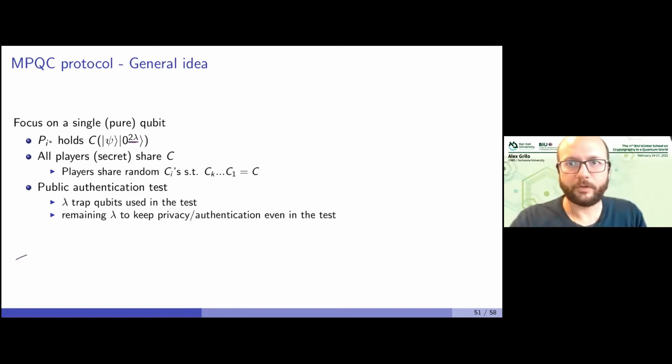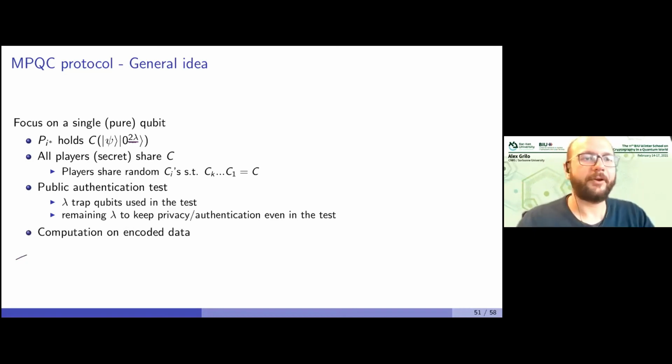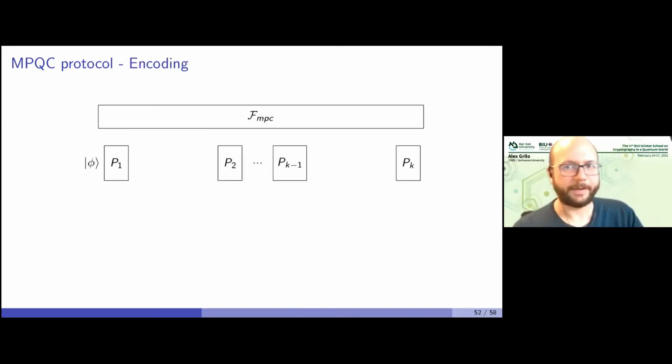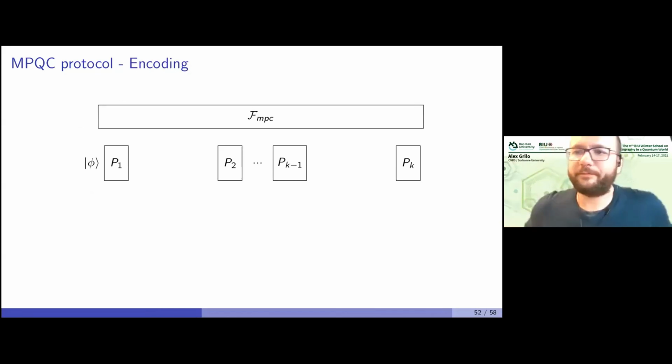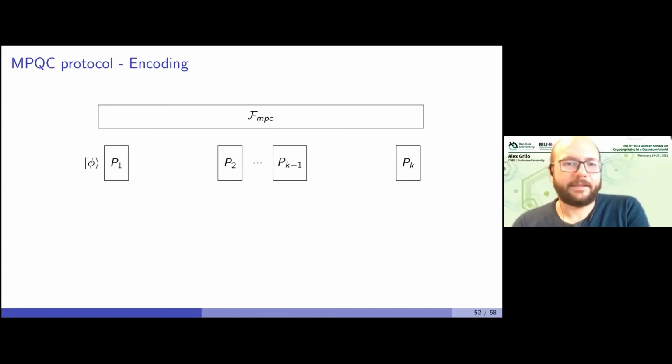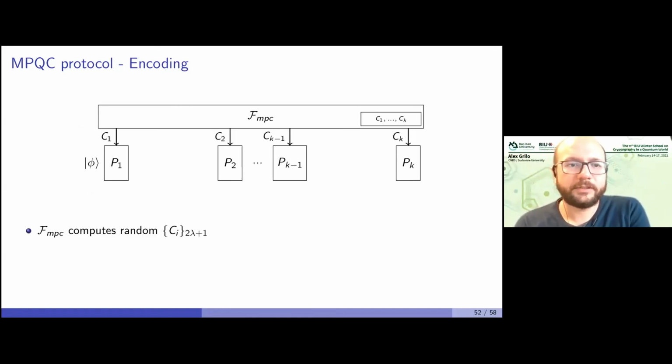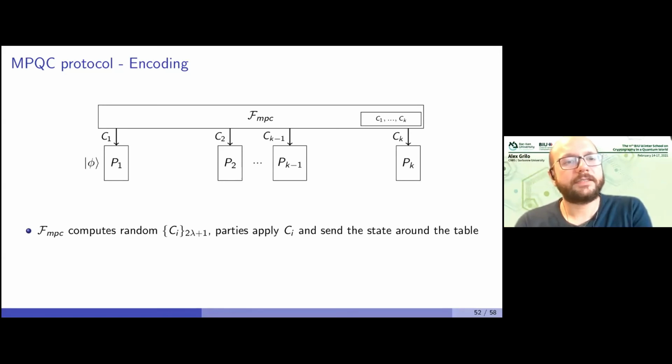So let me go quickly through the protocol. With that, we do computation on encoded data. Let me explain roughly how we do the encoding. The idea is that the MPC will send random Cliffords to each of the parties. They pick C_i at random and send it to P_i. These parties will send this state around the table and apply the corresponding random Clifford that they received from the MPC.